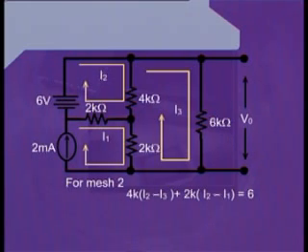Therefore, we can write the voltage drop across the 2 kilo ohm value, applying once again Ohm's law, as 2K into I2 minus I1.